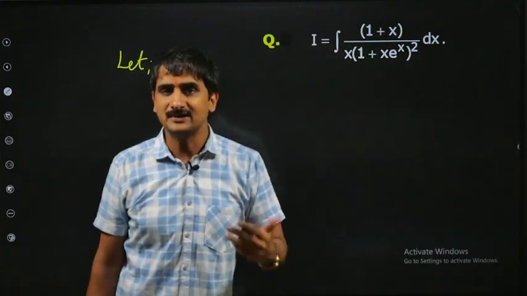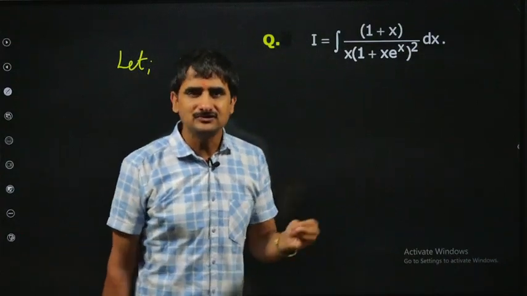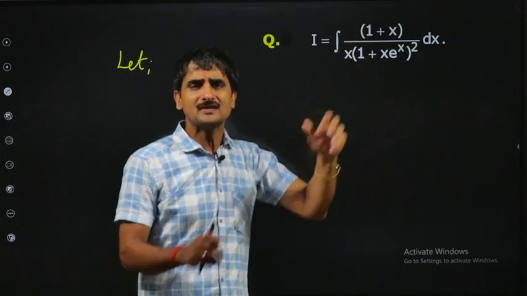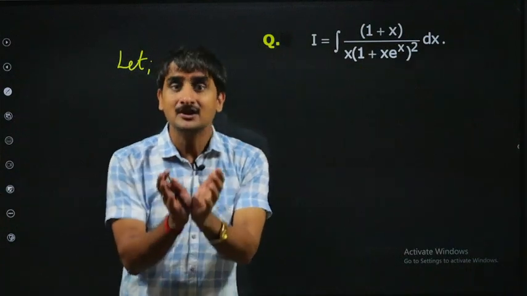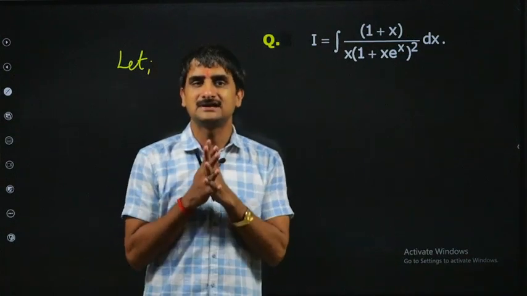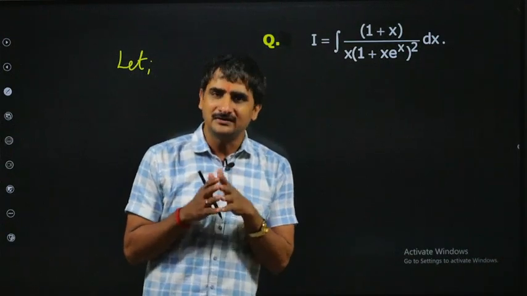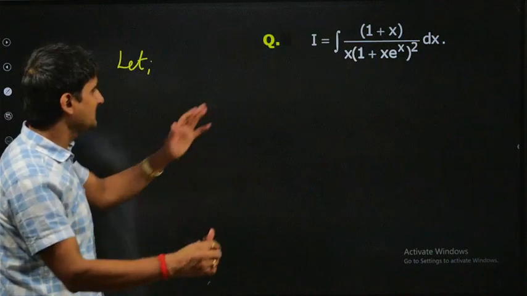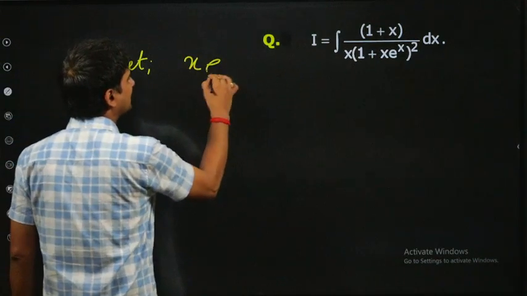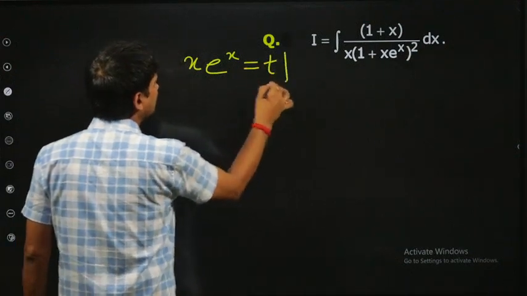So we don't have a choice normally in that case. What we should always try is, whatever function you have within the composite function, the inside function, you should try to replace that function by a variable. That's a hint which I always keep in my mind and then use accordingly. So here I will start by writing x e raised to the power x as t.